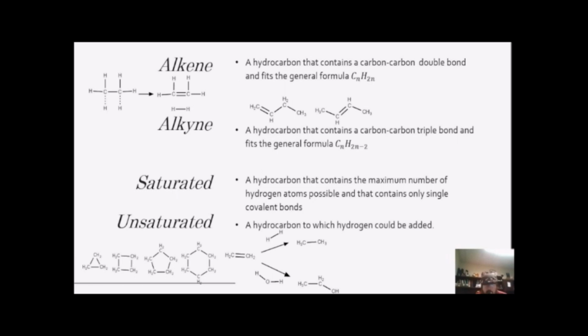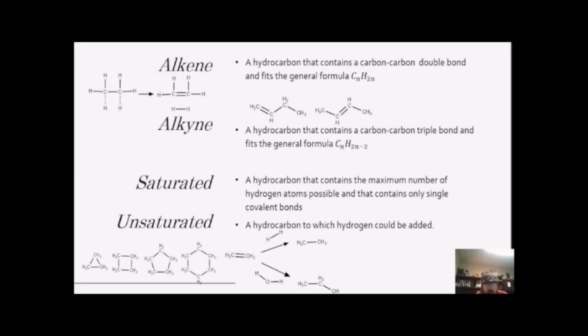CnH2n. So there's twice the number of hydrogens as carbons. However, this only holds true if there is 1 double bond. As you add more double bonds, you have less and less hydrogens. However, this works for all general singular alkenes. So when we name alkenes, instead of having the ane suffix, it would have an ene suffix. And this also leads to several different new isomers that could be formed.